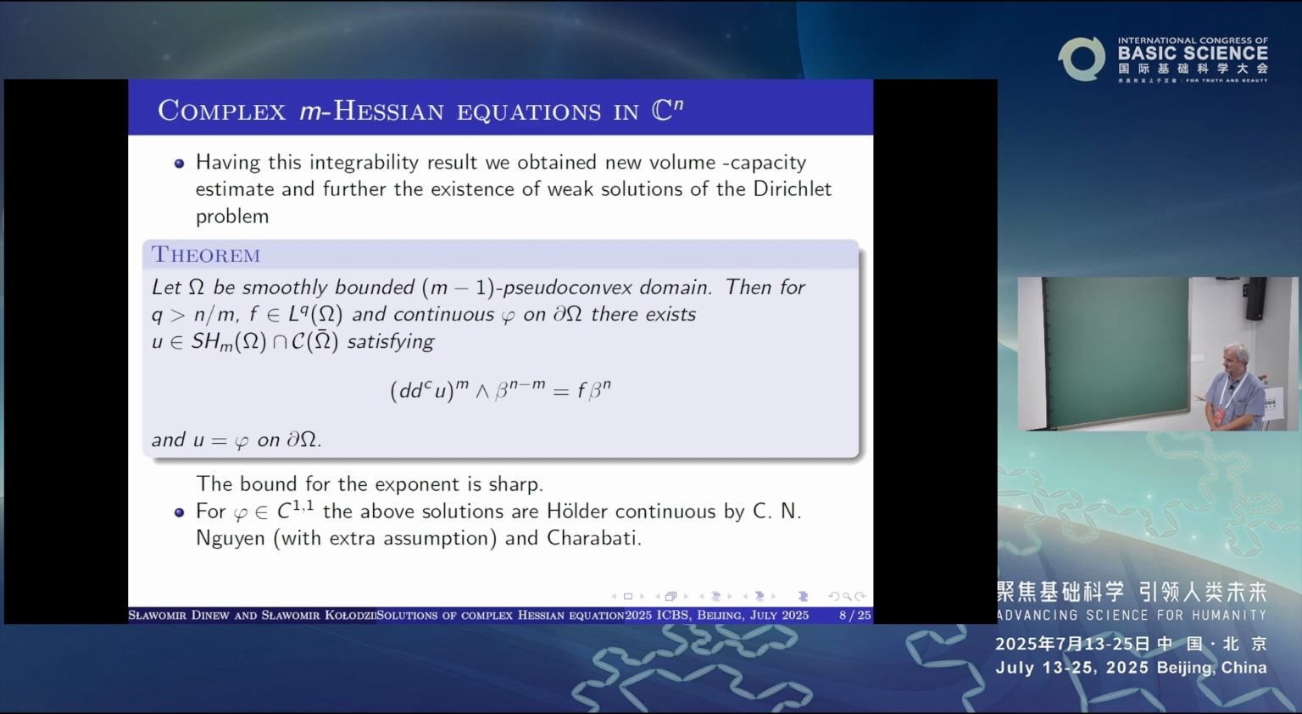So if phi is C^{1,1}, then those solutions are not only continuous, but further continuous. But so far, in those proofs, except for the special case of Błocki's conjecture, the methods followed either the real case or the Monge-Ampère case.